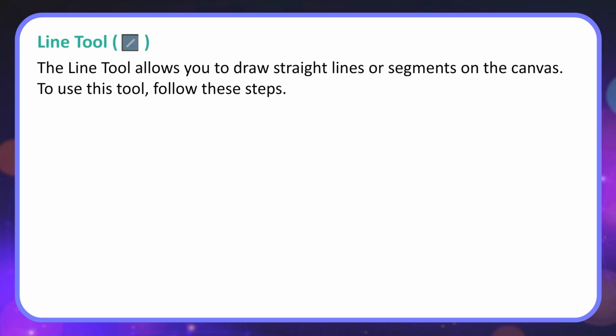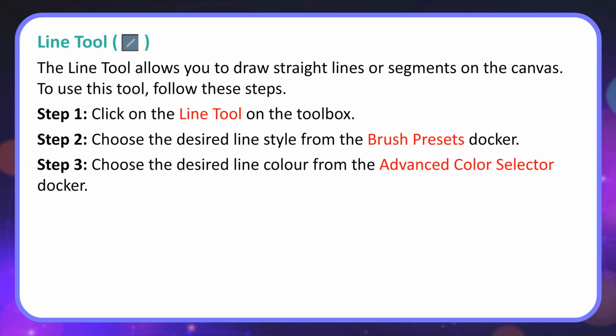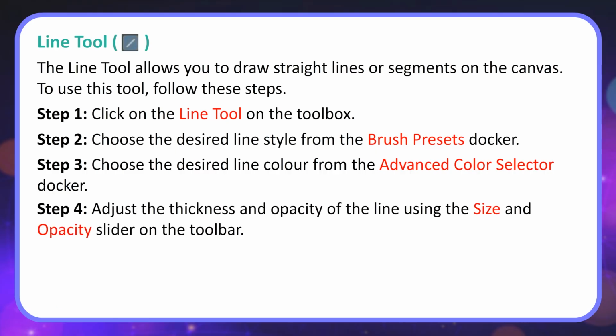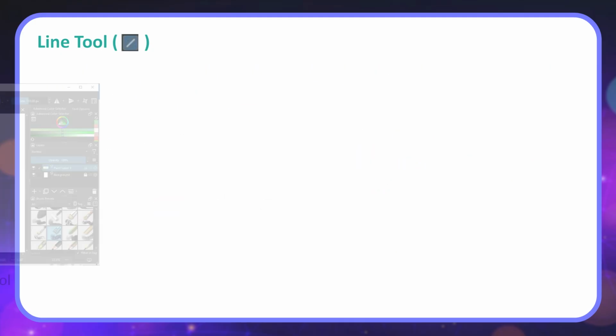Line tool. The line tool allows you to draw straight lines or segments on the canvas. To use this tool, follow these steps. Step 1. Click on the line tool on the toolbox. Step 2. Choose the desired line style from the brush preset docker. Step 3. Choose the desired line color from the Advanced Color Selector docker. Step 4. Adjust the thickness and opacity of the line using the size and opacity sliders on the toolbar. Step 5. Click and drag on the canvas area to draw a line of desired length.